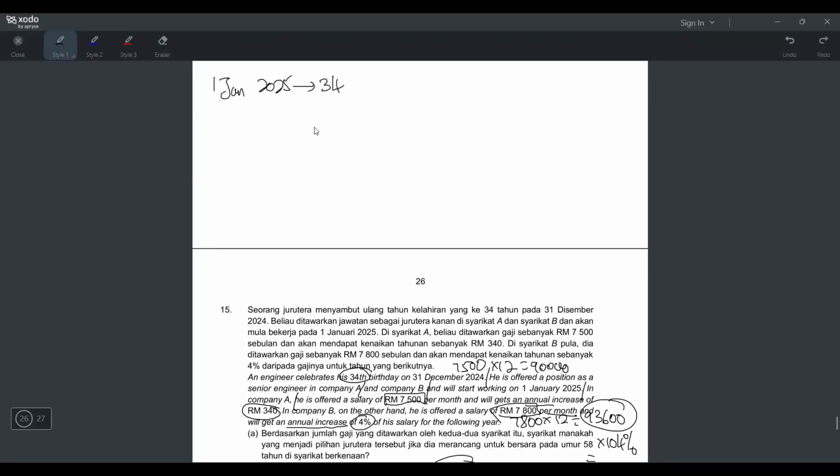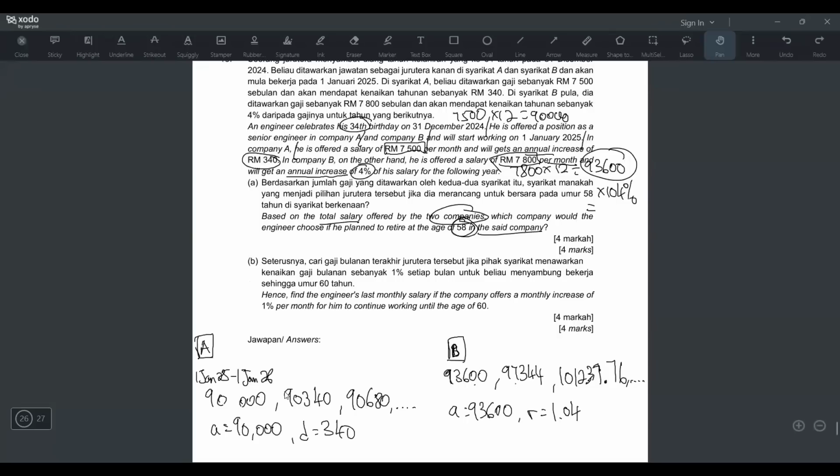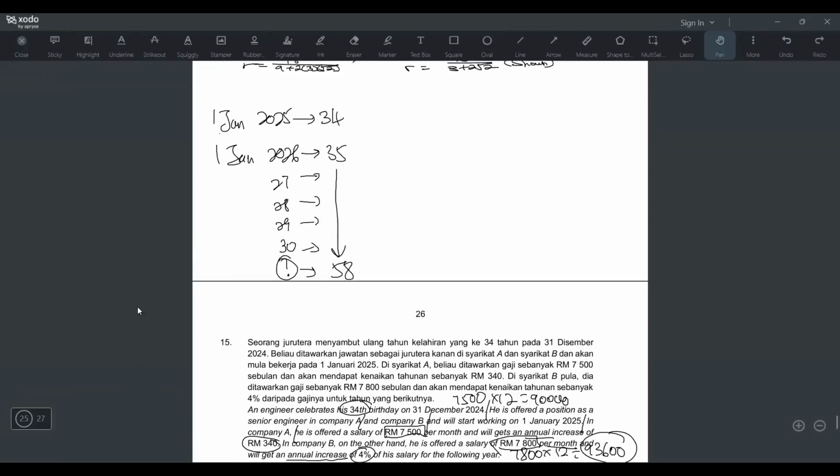Yeah, because he celebrates his birthday on 31 December. It means that on 1 January 2025, that is his first day being 34 years old, right? So after 1 year, it will be 1 January 2026, and he will be 35, right? And then here will be 27, 28, 29, 30, until, so what they're asking is basically until 58 years old, what is the year here, right? And also which term I have to find. That's what it means, right?